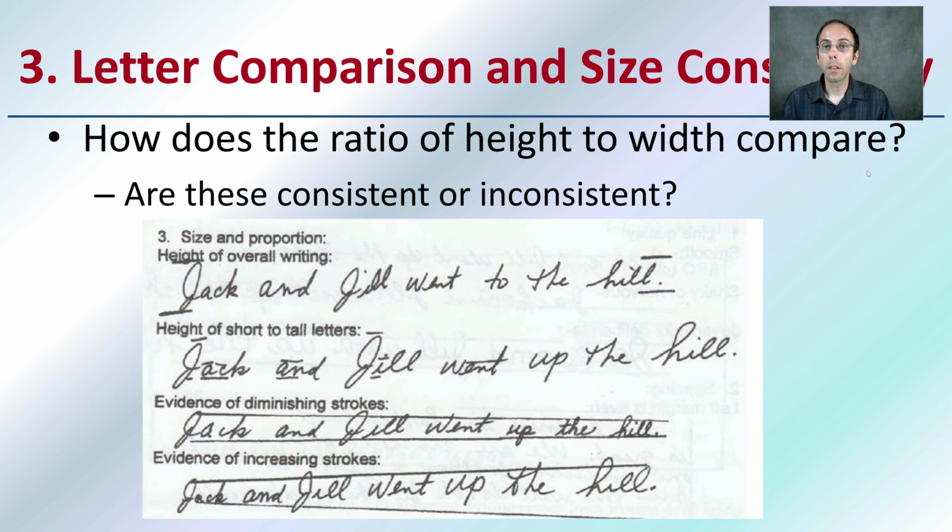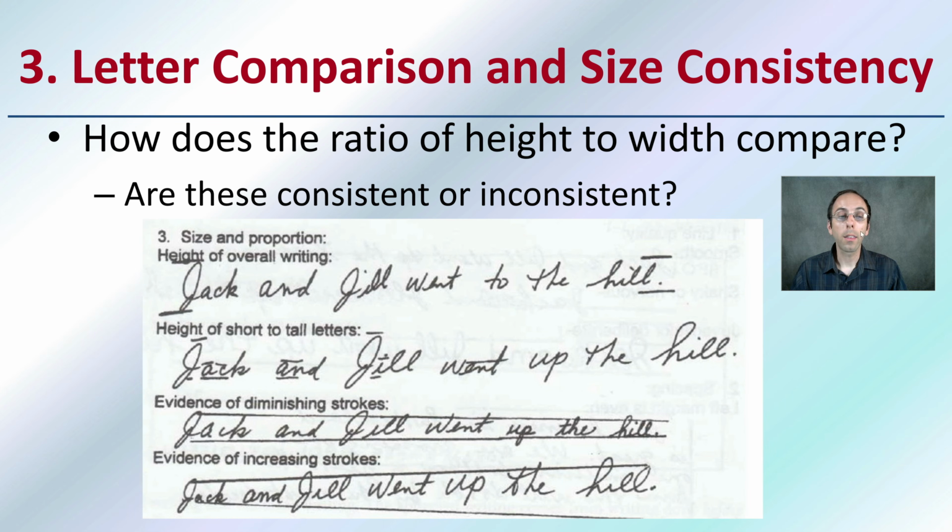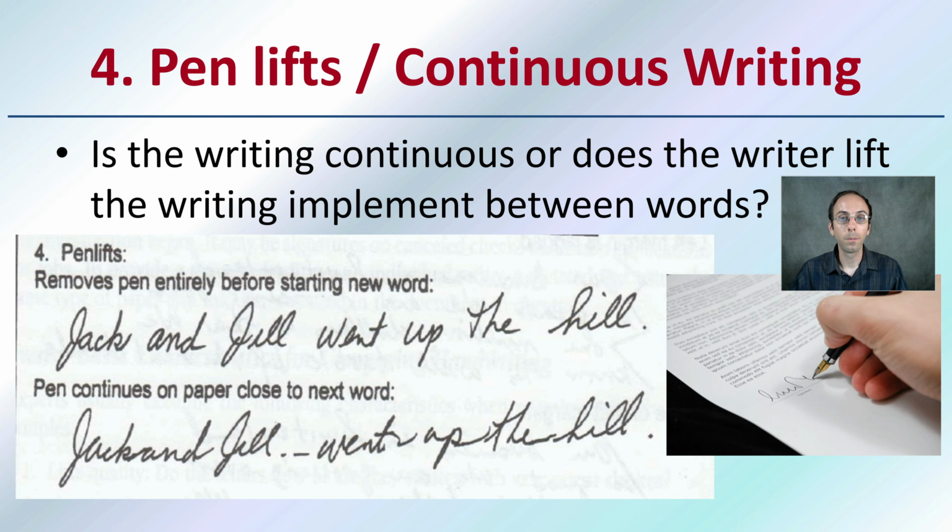We also have letter comparison as well as size consistency. How does the ratio of height and width compare? Are they consistent or are they inconsistent? How's the height of the overall writing? Is the height of the tall to the short letters? Is there evidence of diminishing strokes? Does it get smaller as you go through, or does it increase as you go from left to right here? All things, again, to be compared, looking for consistencies.